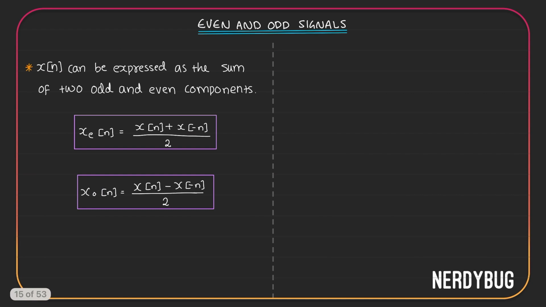Now, this is actually true for discrete time signals as well. X of n can also be expressed as the sum of its odd and even components. And the even component will be x of n plus x of minus n divided by 2. And xo of n is going to be x of n minus x of minus n divided by 2. I am not doing the proof again. It is exactly the same. You can try it yourself. But let us see an example.